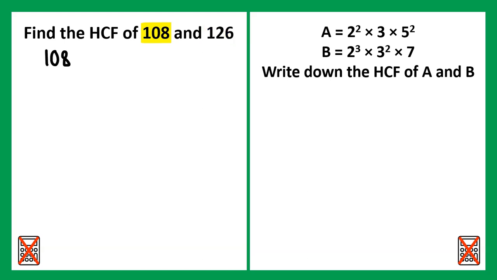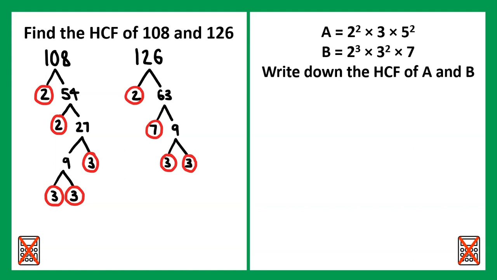So we'll start by writing down the product of prime factors with 108. This was something covered in my last video. Once you've found the prime factors, we can write them as a product without simplifying. So for 108, we'd have 2 times 2 times 3 times 3 times 3. And for 126, we'd have 2 times 3 times 3 times 7.